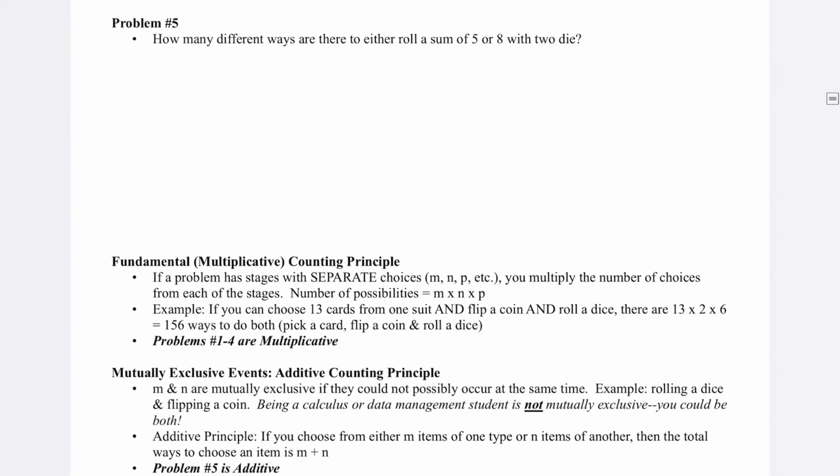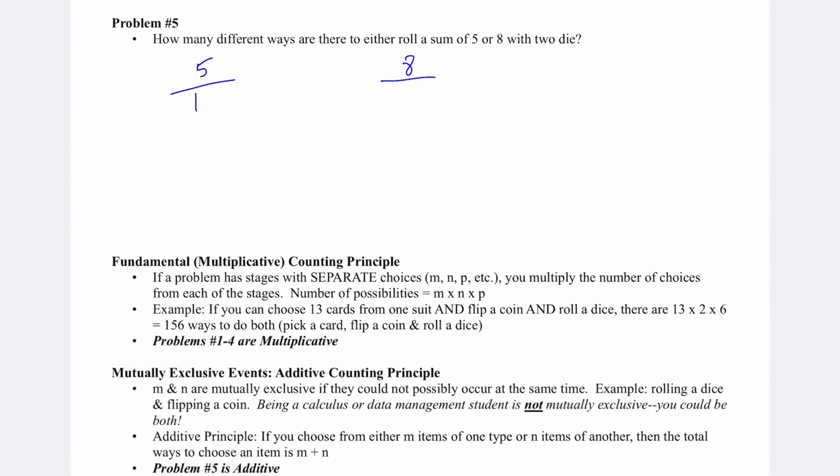All right, and our last question. How many different ways are there to either roll a sum of a 5 or 8? So what I want you to do with 2 dice, by the way, okay? Come up with every option that gives you a sum of 5, and come up with every option that gives you a sum of 8. Pause the video and try this out.